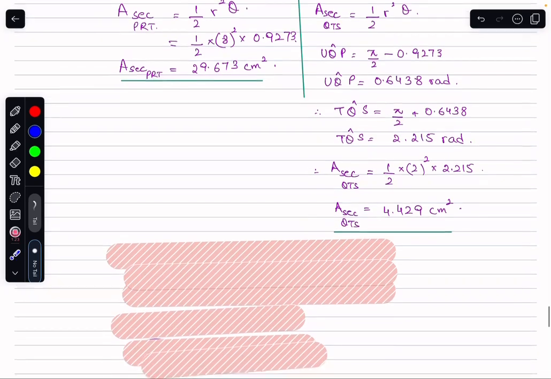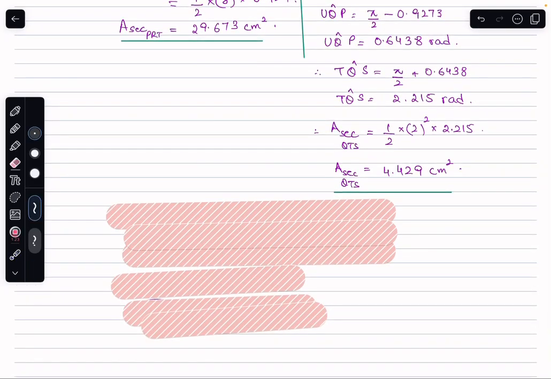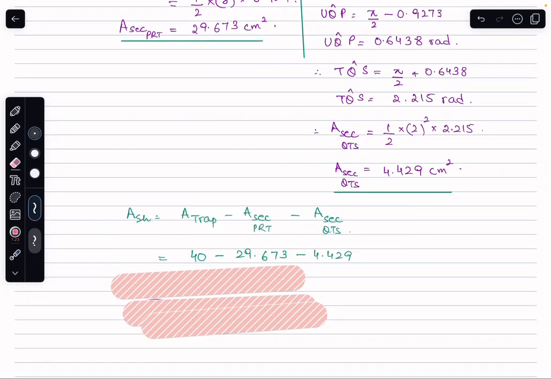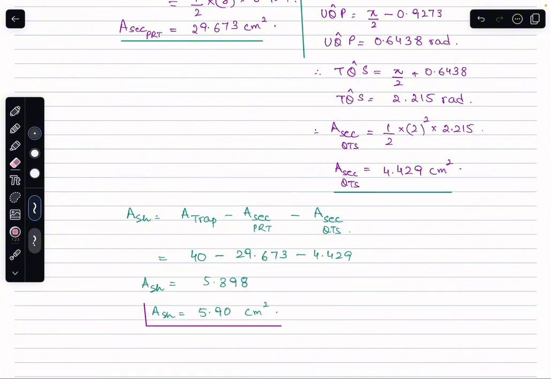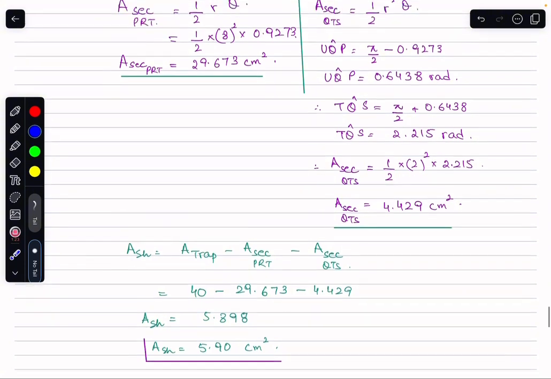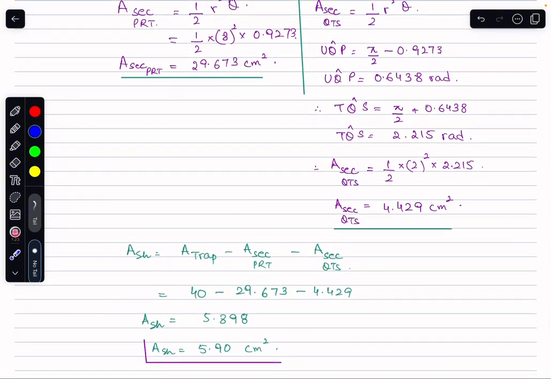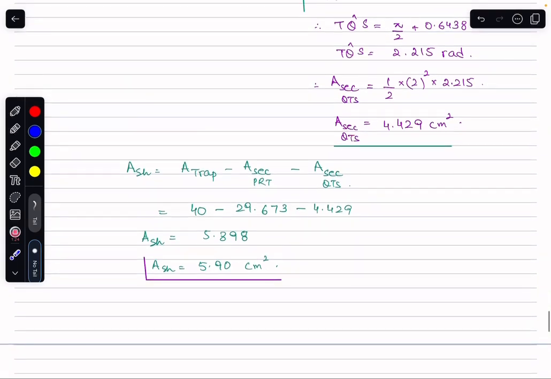To find the shaded area, we now have the complete data. We just need to substitute it in the formula: area of trapezium minus area of sector PRT minus area of sector QTS. That means 40 minus 29.673, the area of the sector PRT, minus 4.429, the area of sector QTS, and the area of the shaded region comes out to be 5.898, or up to three significant figures, 5.90 centimeters square.